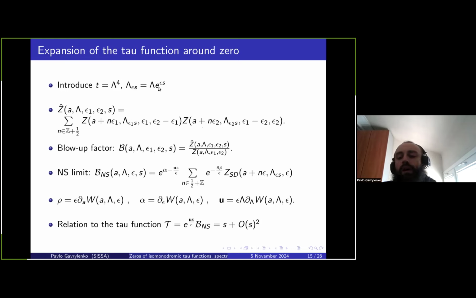And if we take Nekrasov's limit of this, we see that the tau function is closely related to this block factor, and this tau function is just e to the S over epsilon times B. So it's almost the same. And this tau function vanishes when S equals 0.